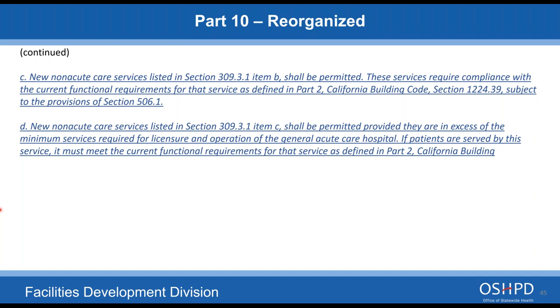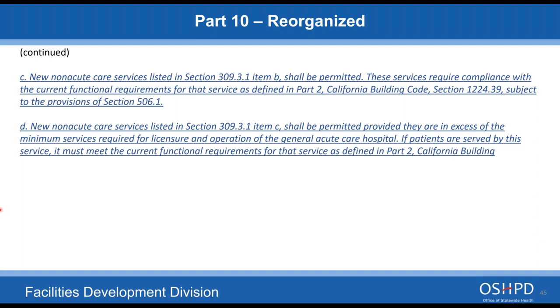The items in item B that we discussed, the morgue and all that, these services require compliance with the current functional requirements for that service as defined. So what this says is if you have the same use and it's the same functional, we're looking at the functional requirements for that. So you just need to make sure that all the functional elements are there. That allows these older facilities or older buildings to be used for these purposes without upgrading them all.